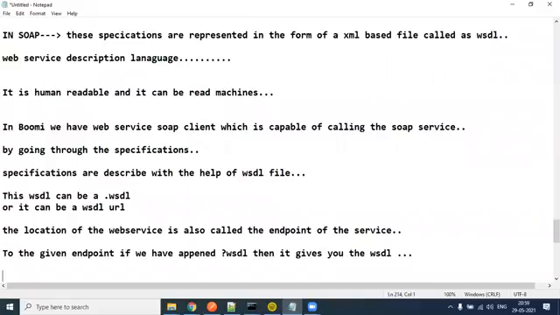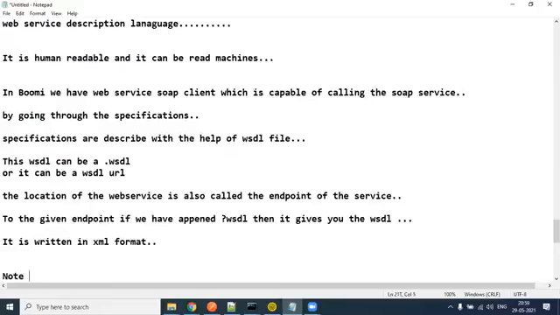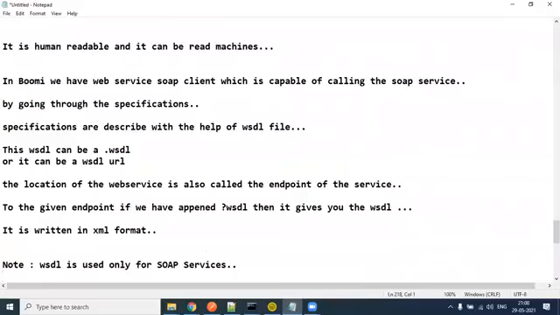And which language is WSDL written in? XML. Very nice. It is written in XML format, right? And one more important note is, there is a convention in the industry where people assume that WSDL is used only for SOAP services, but that is not true. It is kind of a trend which is followed in the industry, but it is not necessary that WSDL can only be used for SOAP services.